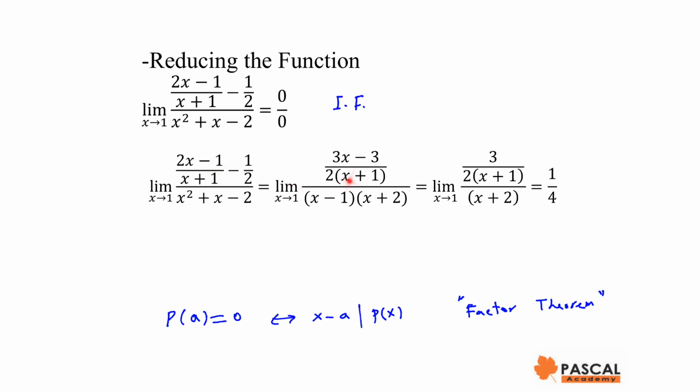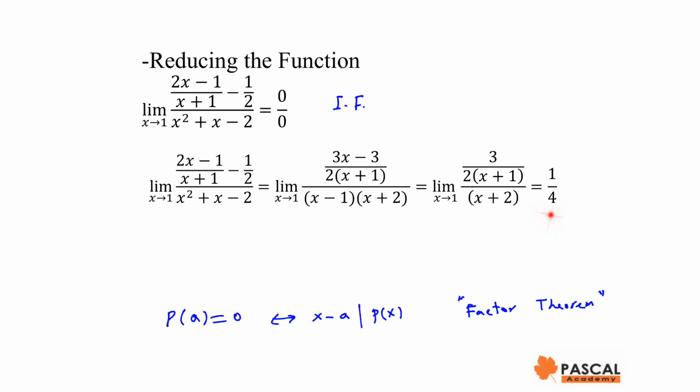If we take the common denominator on the top of the function, we have (3x minus 3) over (2 times (x plus 1)). And the denominator can be factored as (x minus 1) times (x plus 2). 3x minus 3 is 3 times (x minus 1). We reduce the fraction by x minus 1, and our limit would be limit of 3 divided by 2 times (x plus 1) over (x plus 2). As x approaches 1, this limit is 1 over 4. Therefore, the given limit is 1 over 4.